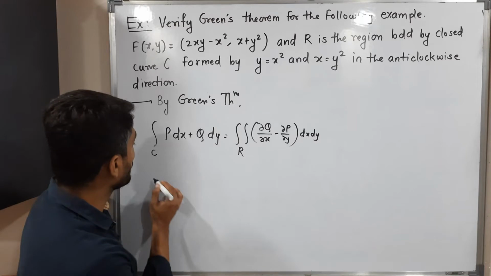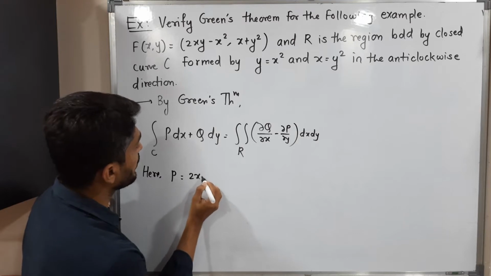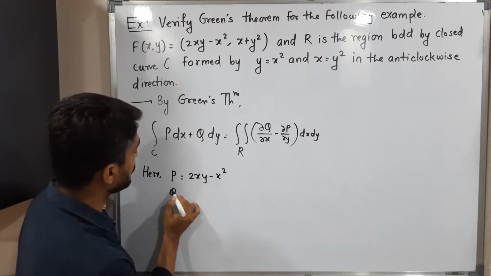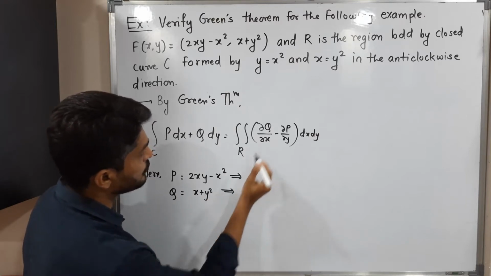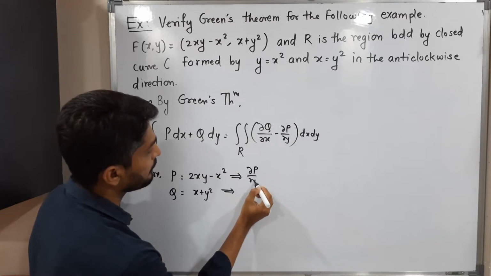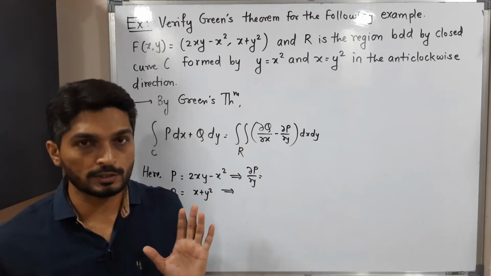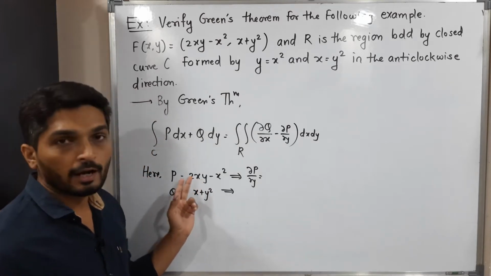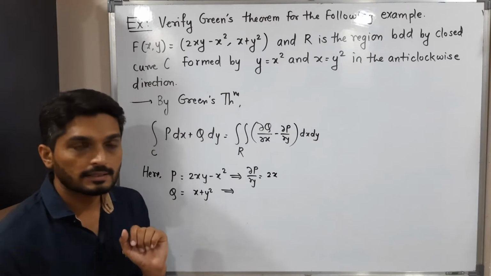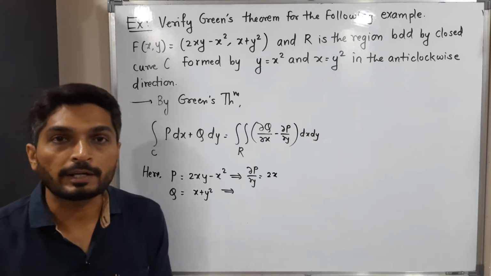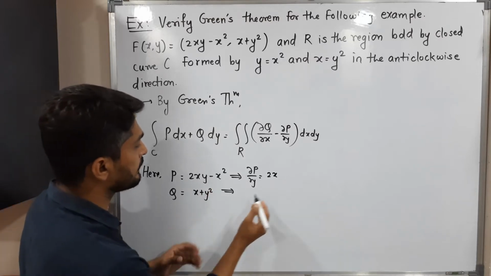So let me write it here. P is equal to the first component, 2xy minus x square, and Q is x plus y square. Let us find partial derivatives. We have to find the derivative of P with respect to y. When we take partial derivative with respect to y, we consider x a constant. In 2xy, 2x is a constant, derivative of y is 1, so we have 2x. Minus x square, but x square is a constant since we are finding derivative with respect to y, so its derivative will be 0. 2x minus 0, you will have 2x.